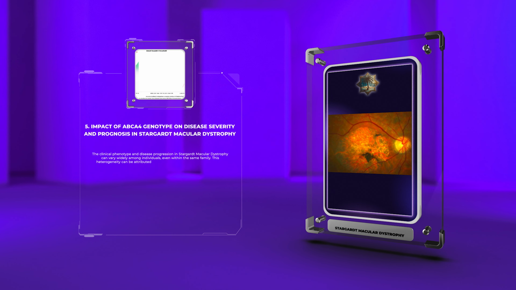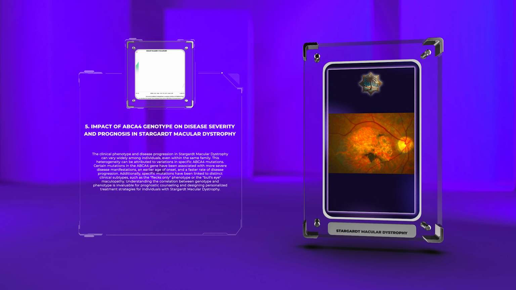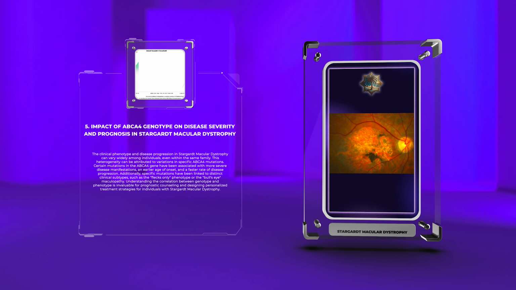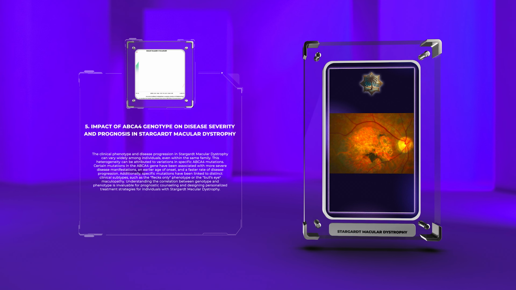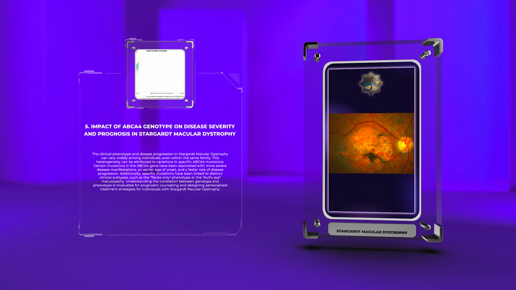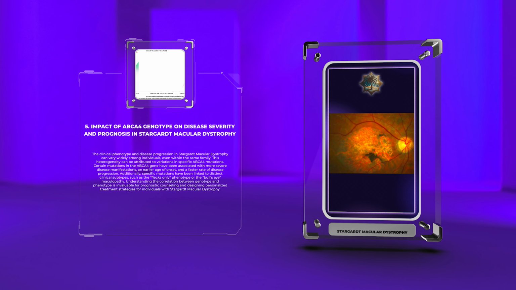The clinical phenotype and disease progression in Stargardt macular dystrophy can vary widely among individuals, even within the same family. This heterogeneity can be attributed to variations in specific ABCA4 mutations. Certain mutations in the ABCA4 gene have been associated with more severe disease manifestations, an earlier age of onset, and a faster rate of disease progression.